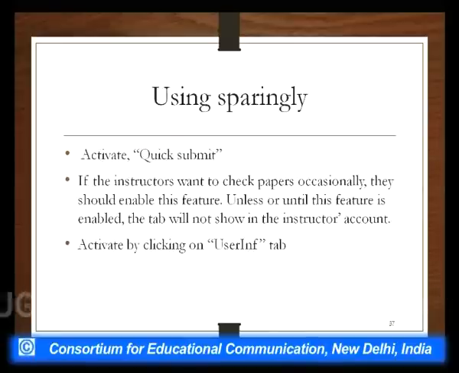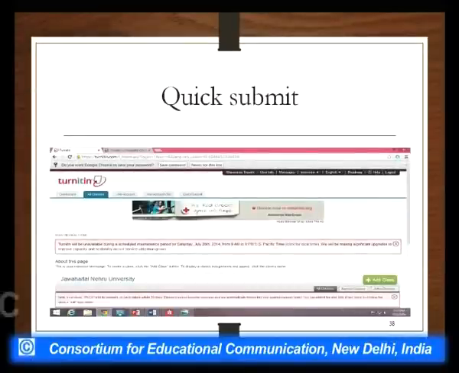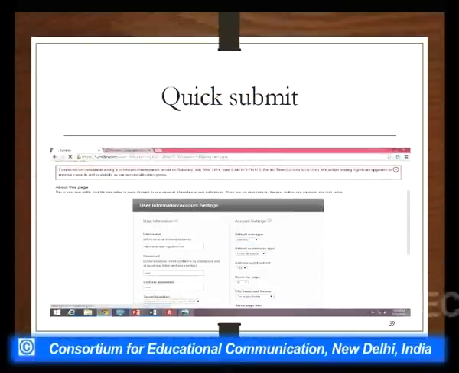This quick submit tab can be activated by clicking on the user info tab. The screenshot shows that once the user info tab has been opened, the quick submit tab is showing. The screenshot shows Activate Quick Submit. If a teacher clicks no over here, it will not show. Yes has to be clicked in order to have this quick submit tab in one's account.